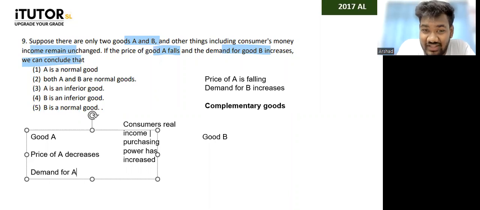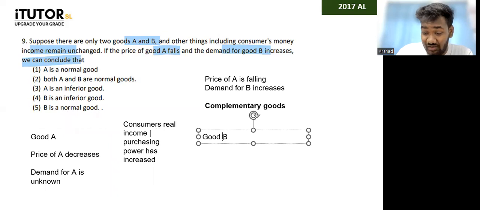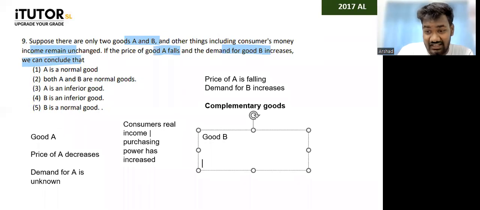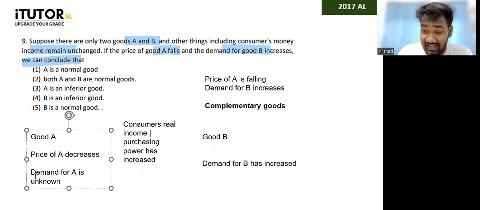Read the question carefully. If the price of good A falls and the demand for good B is increasing, what has happened for good A? You don't know, right? So demand for A is unknown. Do you agree with me there? You don't know whether it has increased or decreased. We don't know. But we know for good B, demand for B has increased. That they have given in the question. But demand for good A is unknown. They have not told us has it increased or decreased.